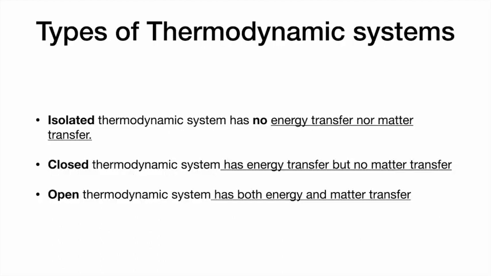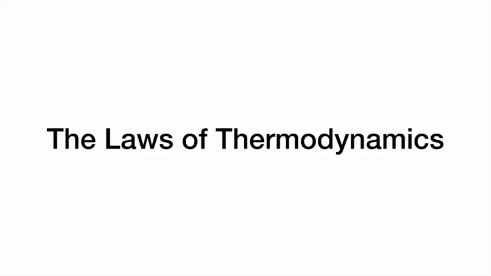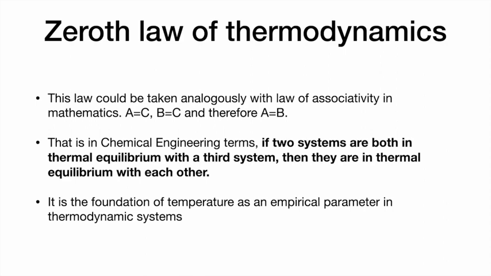Next, types of thermodynamic systems were discussed previously. Next, the laws of thermodynamics. So the zeroth law of thermodynamics. This is like the associative property. Like in algebra, if A equals C and B equals C, therefore A equals B. So this is like that.